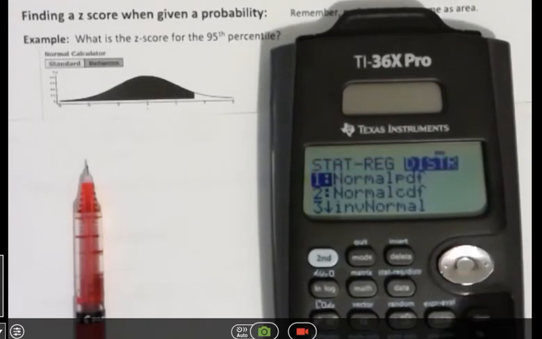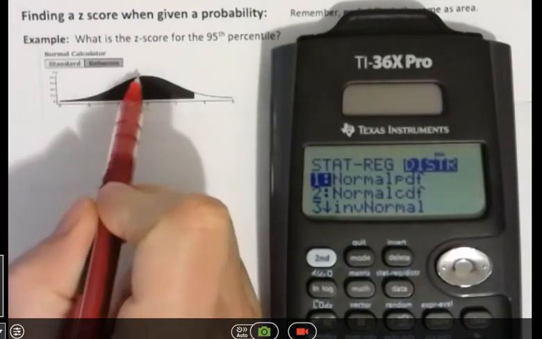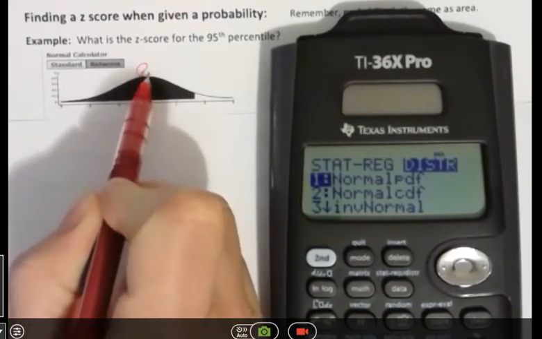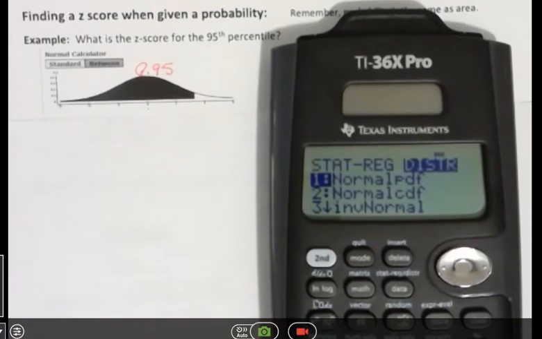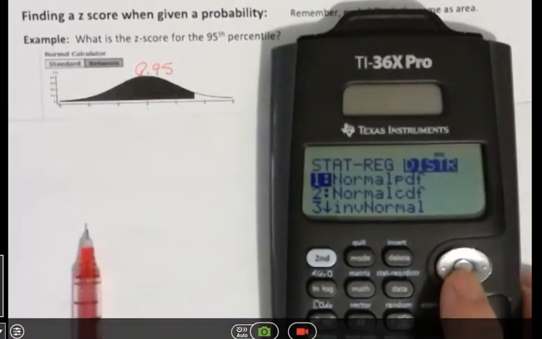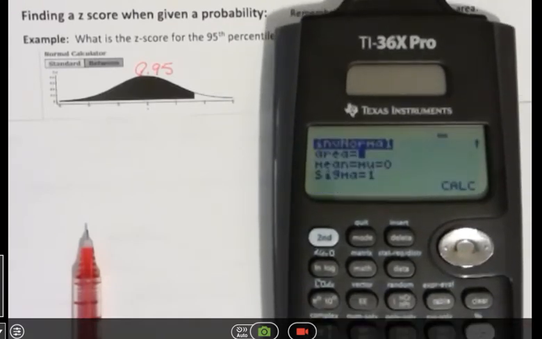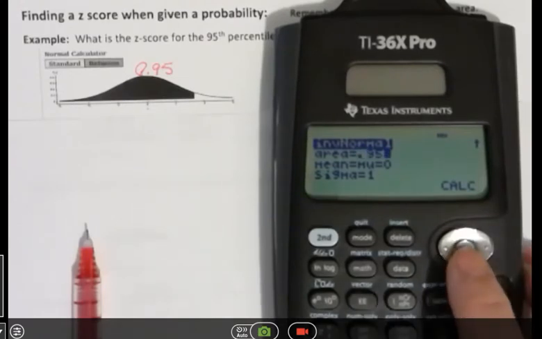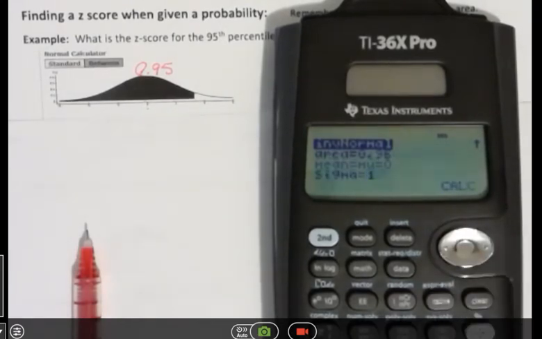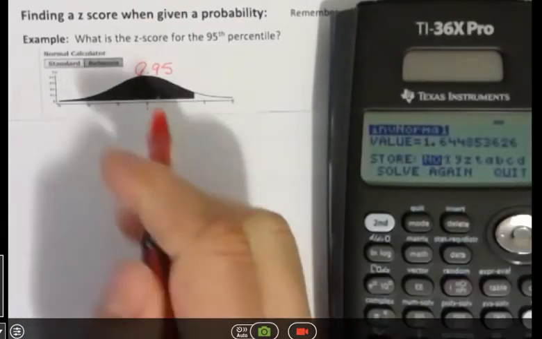Now before we were trying to find the area under the curve, but now we know that area. That area is 0.95. That's what the 95th percentile tells us. So I know the area. I want to find the z-score, so I'm going to go down to inverse normal. Hit enter, and then the area that I'm given is 0.95. You can put 0.95 as well. The mean is 0. Standard deviation is 1. I'm going to scroll right down to calculate and then hit enter. And that's going to give me my z-score value.